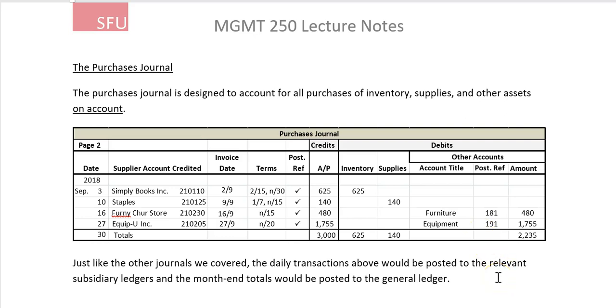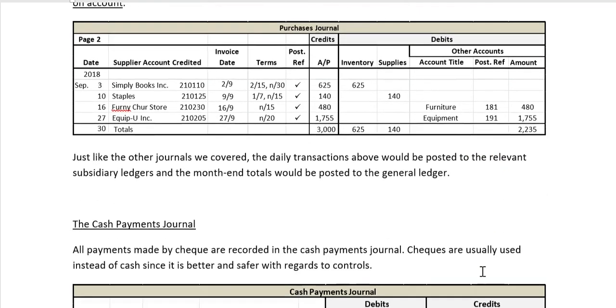Just like the other journals we covered, the daily transactions above will be posted to the relevant subsidiary ledgers, and the month-end totals will be posted to the general ledger.